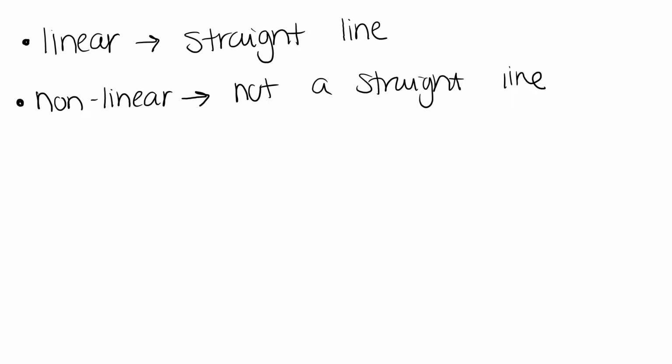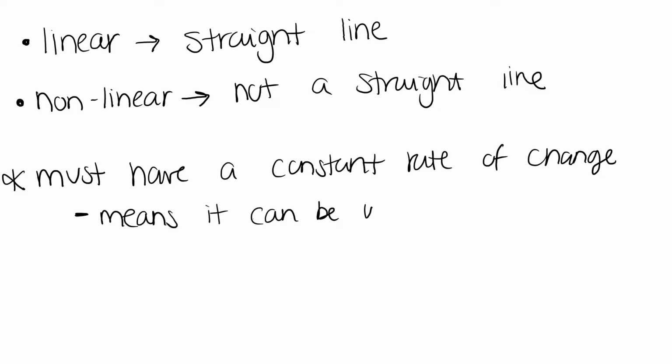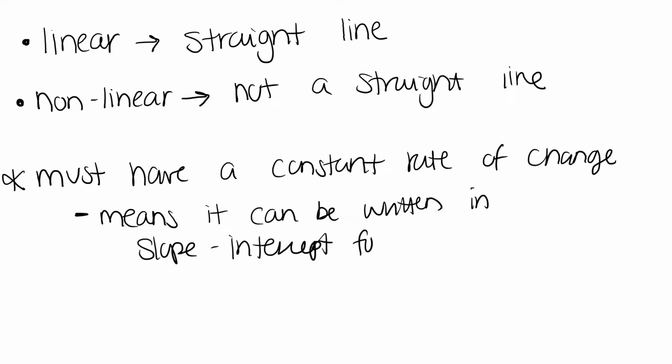For an equation to be linear or nonlinear, it must have what is called a constant rate of change. For equations, this is represented by slope-intercept form. So it means if you can write it in slope-intercept form, remember that's y equals mx plus b, then it is linear.